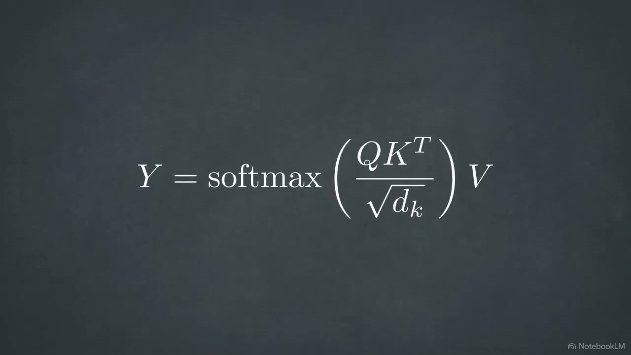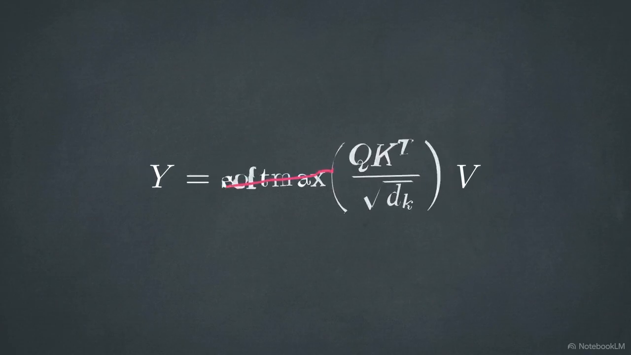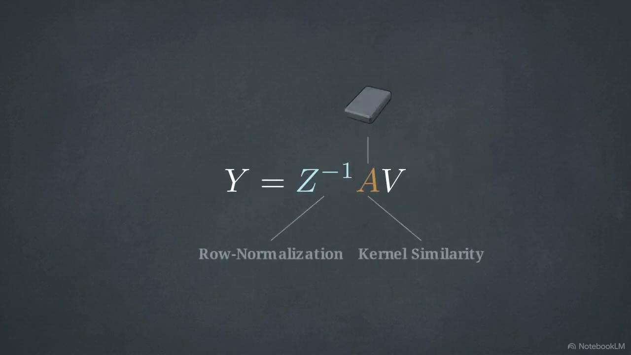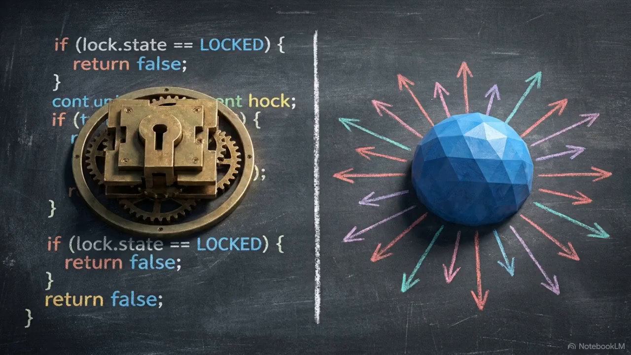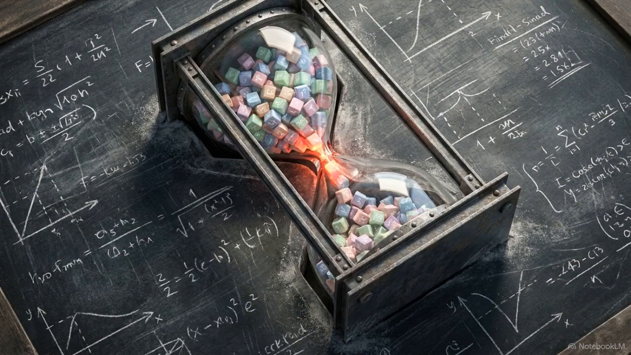This equation shows the true, generalized form of attention. We start by striking out softmax entirely. The operation is actually y equals Z inverse AV. Understanding attention as this generalized operator, rather than a fixed code snippet, provides the mathematical levers required to solve the massive memory bottlenecks crippling AI deployment today.